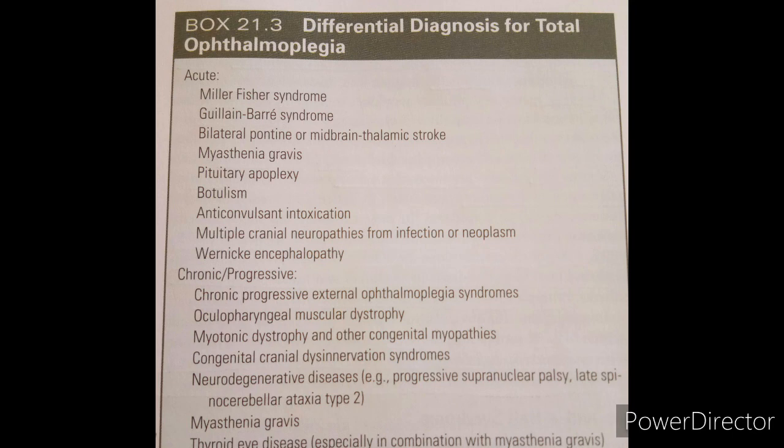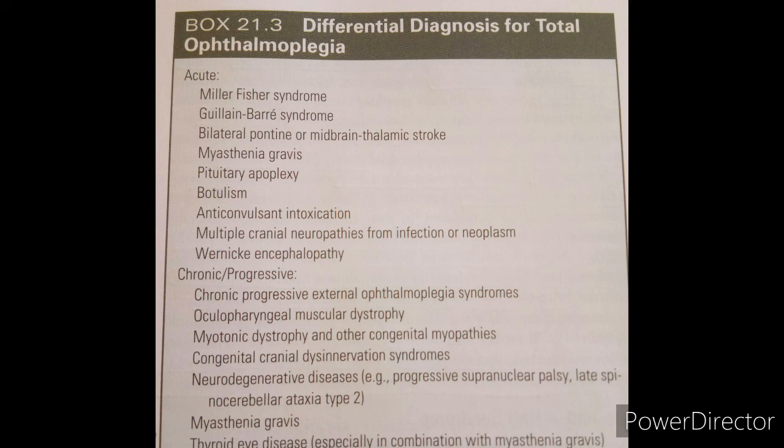and parieto-occipitopontine for pursuits. Now coming to the differential diagnosis, we have divided it into two: whether it is an acute total ophthalmoplegia or a chronic progressive total ophthalmoplegia. If it is an acute total ophthalmoplegia, the most common causes are not the stroke but Miller-Fisher syndrome and Guillain-Barré. Then third, we have the bilateral pontine or midbrain thalamic stroke.